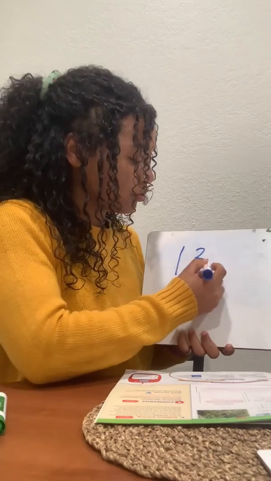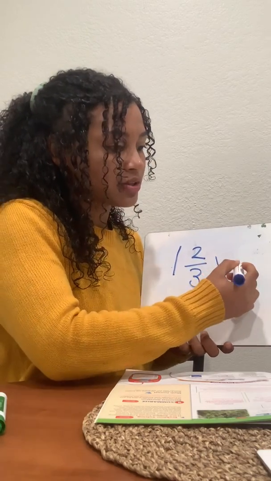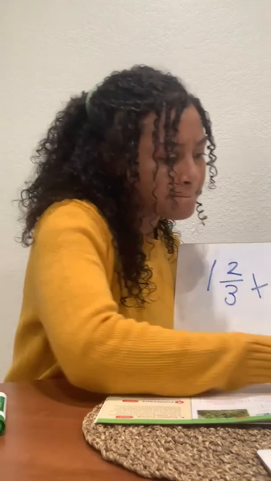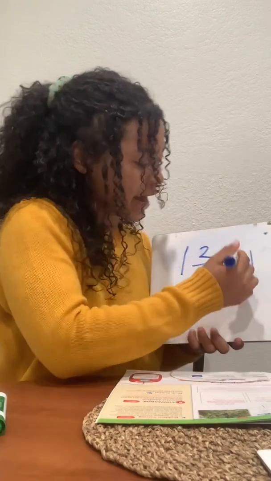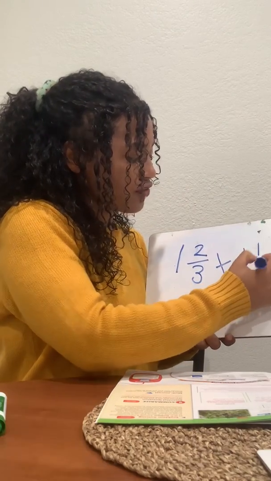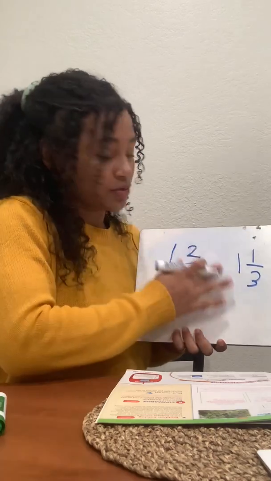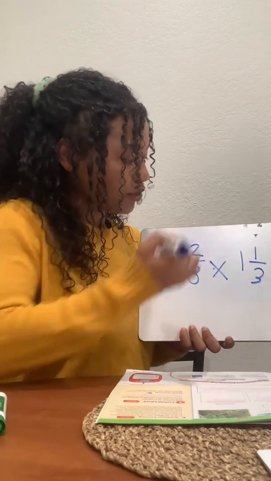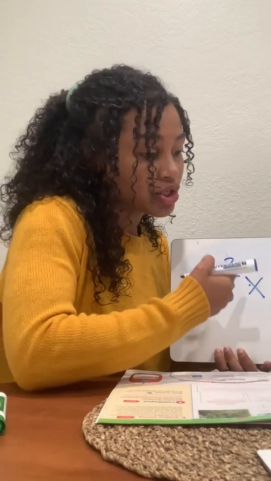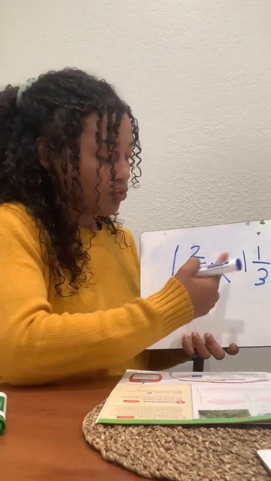1 and 2 over 3 times 1 and 1 over 3. This looks like a plus sign. I'm so sorry. It's the angle that I'm holding it. Okay, that looks better. So let me make sure: 1 and 2 over 3 times 1 and 1 over 3.